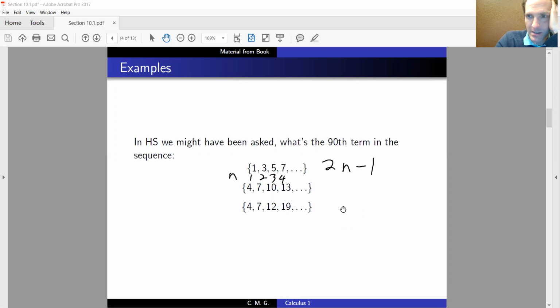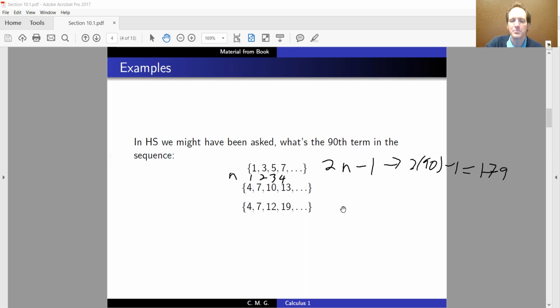So 2 times 1 minus 1 is 1. 2 times 2 is 4 minus 1 is 3. 3 times 2 is 6 minus 1 is 5. 2 times 4 is 8 minus 1 is 7. And so for the 90th term I get 2 times 90 minus 1, which is 180 minus 1, which is 179. So 179 is the 90th odd number. That's kind of cool.